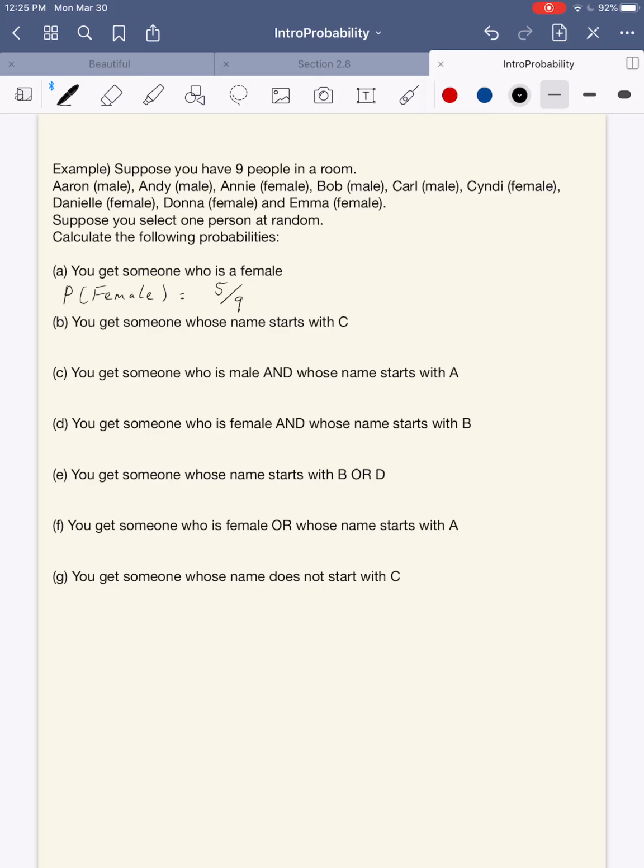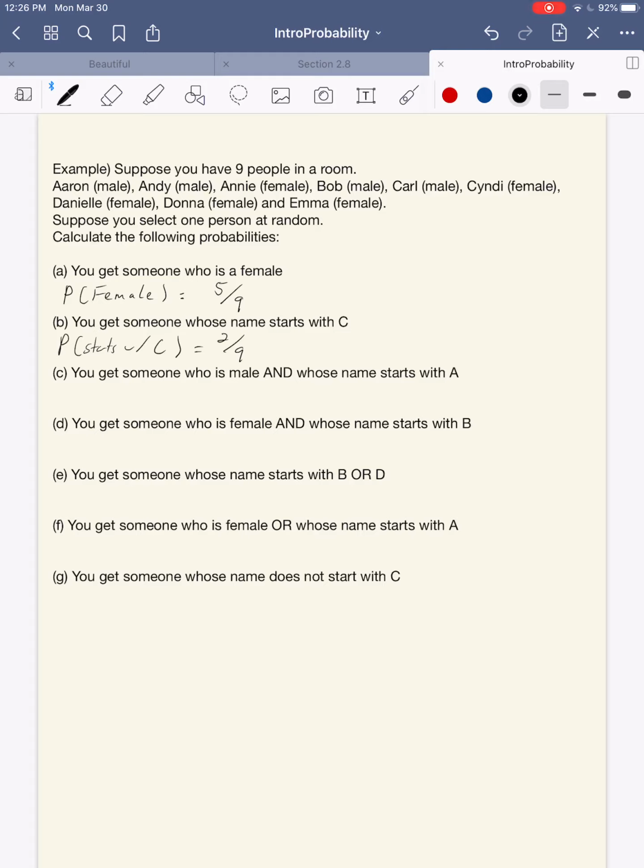All right, let's do the next one. We want the probability starts with C. So we want to get the probability that we choose someone whose name starts with C. So if we look back, right, there looks like there would be 2 people who would do this for us. Both Carl and Cindy have names that start with C. So it would just be 2 out of 9.